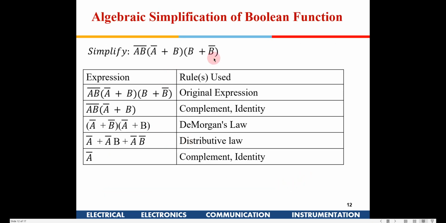Now let's take some examples. The first one is to simplify AB bar into A bar plus B, plus B plus B bar. We need to simplify this, so whatever Boolean laws and theorems we have learned, we'll use them. This is the original expression, written directly here. B plus B bar is going to be a 1, and this is an AND here, so we can just neglect that. We have used the complement and identity rule, and simplified it to this level.